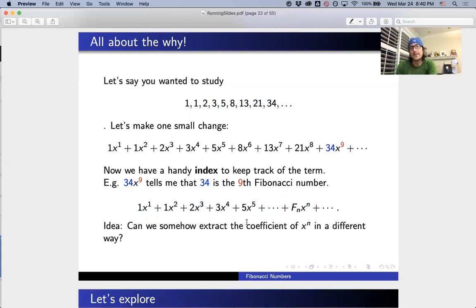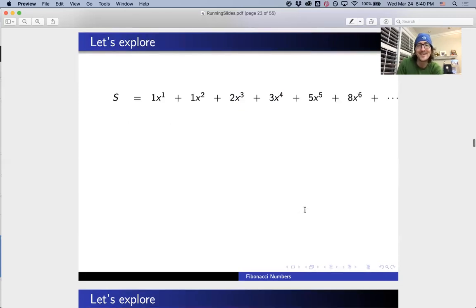The idea is this: if we're looking for the nth Fibonacci number, the 100th Fibonacci number, the millionth Fibonacci number, can I somehow extract that in some different way? Can I do some magic and get a formula, and maybe get that formula with the square root of 5? Well, I don't know. Let's see.